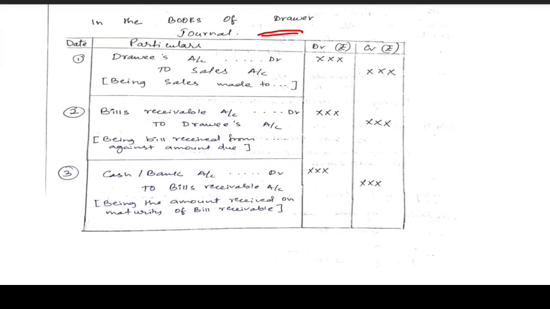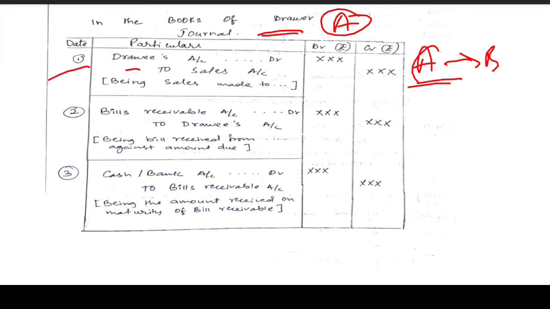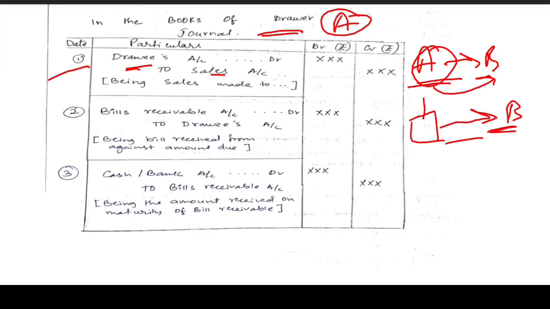In the books of the drawer, that is A, the first entry will be drawee's account debit to sales, the entry for sales made. As you know, A sold goods to B. So in the books of A, A will pass the entry for sales, that is drawee account debit to sales. Next, the second entry is the acceptance of the bill. When A has sold goods to B on credit, A has prepared one bill and sent that bill to B for acceptance. When B accepts the bill, the entry will be bills receivable account debit to drawee account. Amount will be debit and credit.